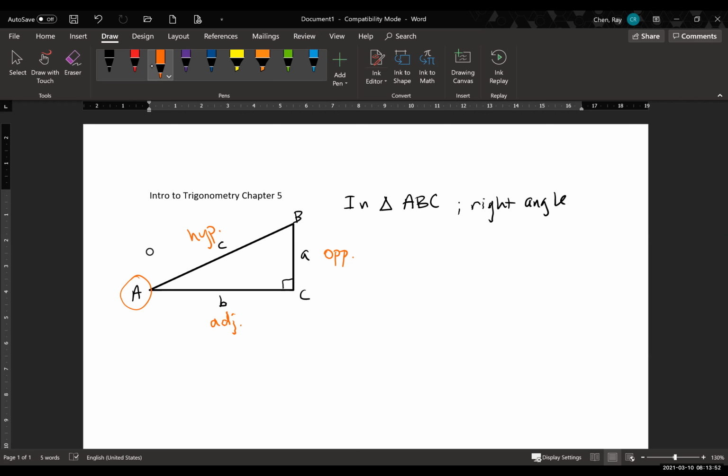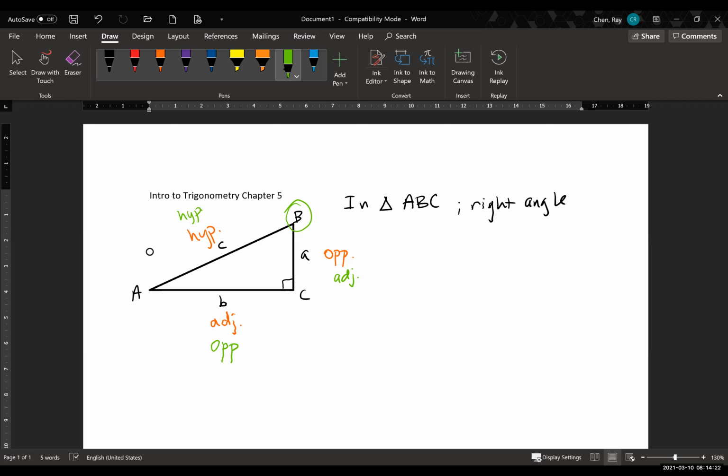If we were to change the perspective, and I'm going to circle angle B, notice side C is still the hypotenuse, and so that's its name. Side B is now the opposite to angle B. And notice what happened? Side A is now the adjacent side. And yet the labels stayed the same.